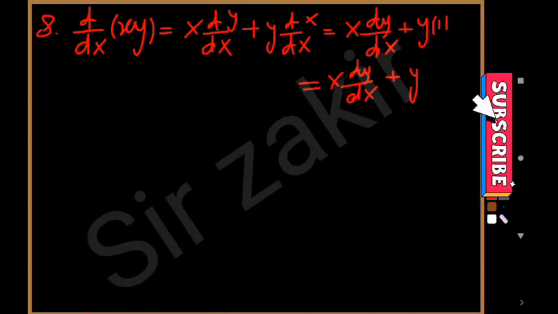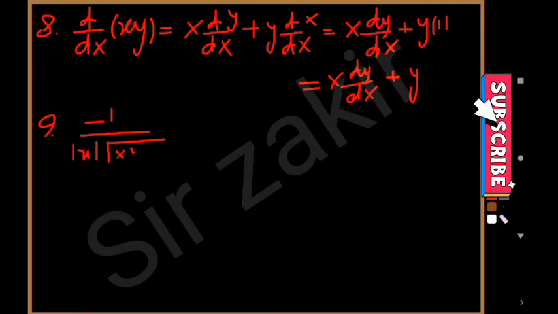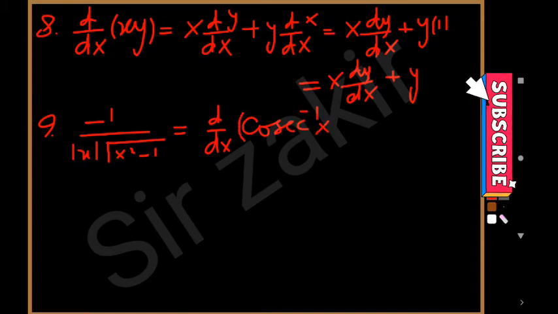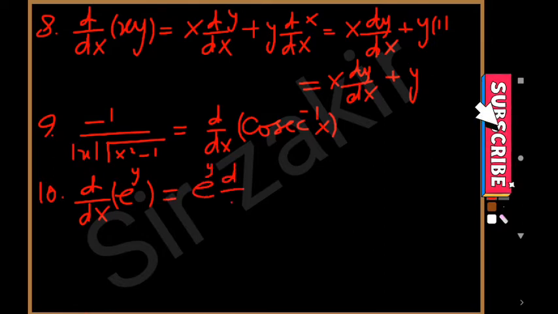Then number 9: minus 1 by absolute value x and square root x square minus 1 is equal to d by dx of cosecant inverse of x. Next we have number 10, d by dx of e power y. We know that the exponential is the derivative of itself, along with the derivative of the power, d by dx of y. D by dx of y can be denoted by y prime.